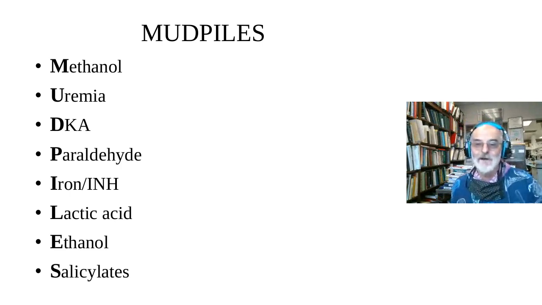All right. And so the mnemonic device is MUD PILES. Methanol, uremia, that's kidney failure. DKA, diabetic ketoacidosis. Paraldehyde, which you almost never see. Some kind of an iron imbalance. Lactic acidosis. Ethanol ingestion. Salicylates. Okay. So primarily, you and I are going to talk about methanol, uremia, DKA, ethanol, salicylate. Okay, some kind of poison. All right.